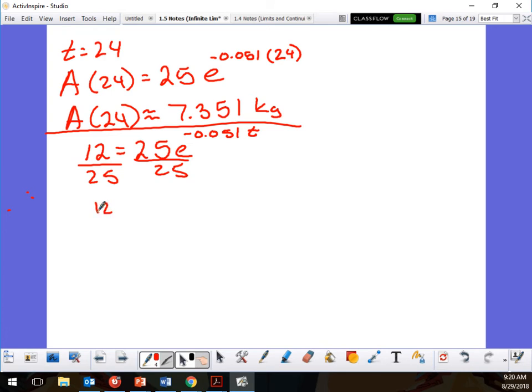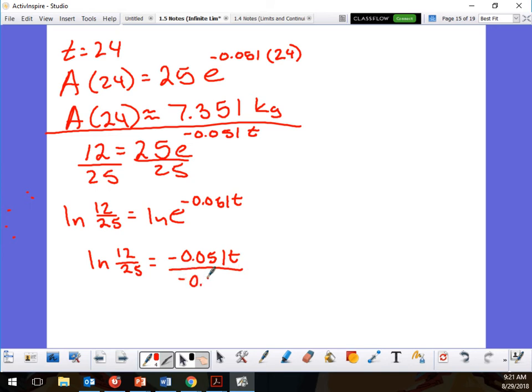So it's going to be 12 over 25 equals e to the negative 0.051t. ln both sides. Okay, you're lnning both sides. So it's ln here and ln here, right? So when I ln the e, that goes away. So now I'm going to have ln of 12 over 25 is equal to negative 0.051t. Then divide by that. Let's go ahead and divide by that.